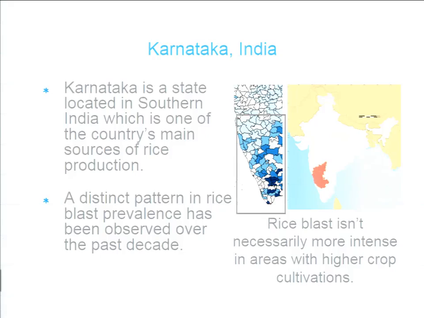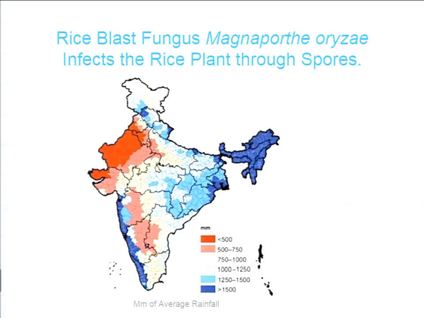My area of interest for performing the regression was actually an area in India, because rice is extensively grown in this part of the country, and a distinct pattern in rice blast prevalence has appeared over the past decade, but not many studies have researched what environmental factors and soil factors have contributed to this pattern. Rice blast isn't necessarily more intense in areas with higher crop cultivation, meaning that there might be other factors at play. So here are some of the factors that I considered in my regression.